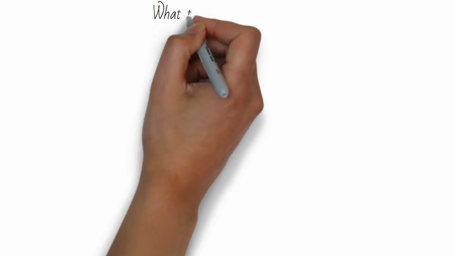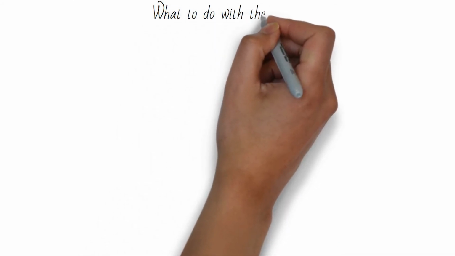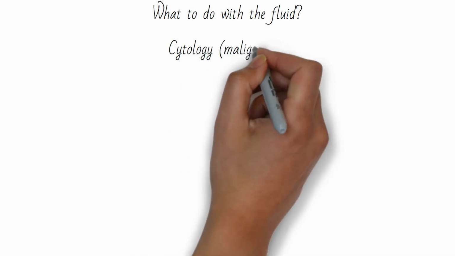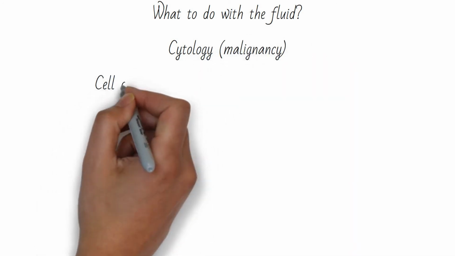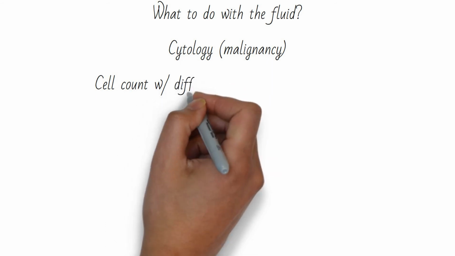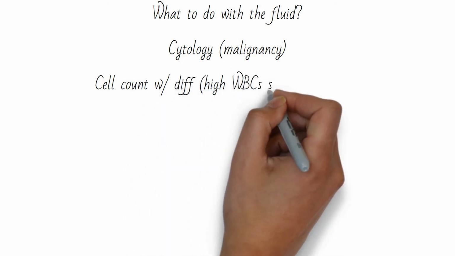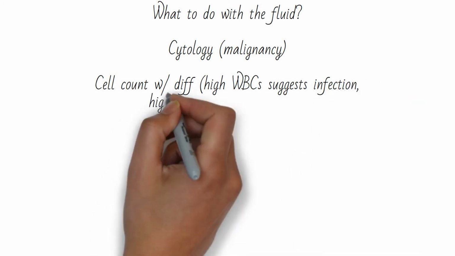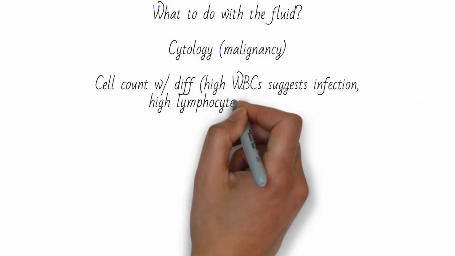Once fluid is obtained, either from chest tube placement or thoracentesis, there are a number of tests that should be run. What tests, you may ask? What to do with the fluid? Send to cytology to rule out malignancy. Get a cell count with differential. A high white count suggests infection, and high lymphocytes suggest TB.